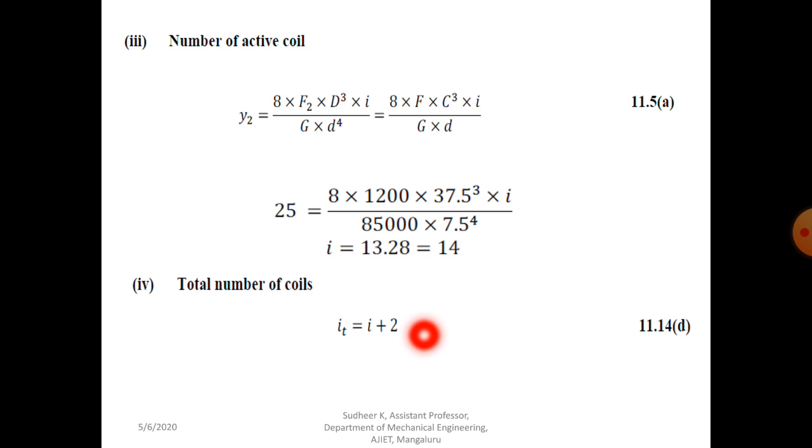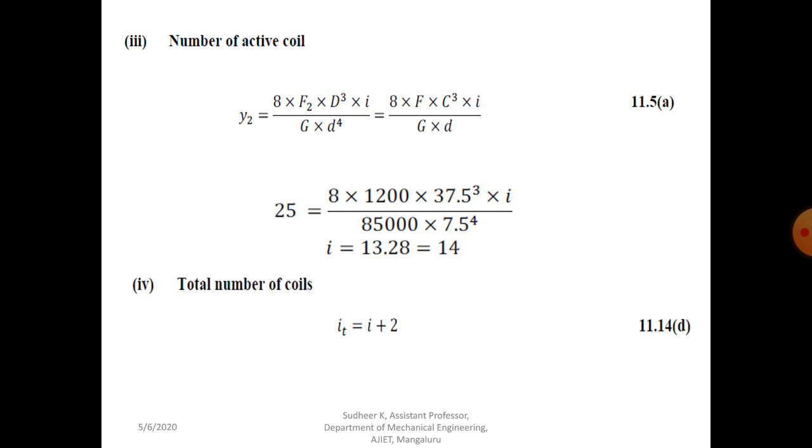If you add the inactive coil or end coil, this is based on different types. There are four important types. One is plain end: if you consider plain end, the value of end coil or inactive coil is 0. Similarly, if the end condition is plain and ground end, then the value will be 1. For square or close end, the value of inactive coil will be 2. Similarly, for square and ground end, the value will be 2.